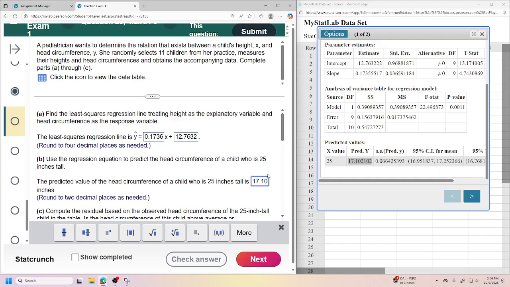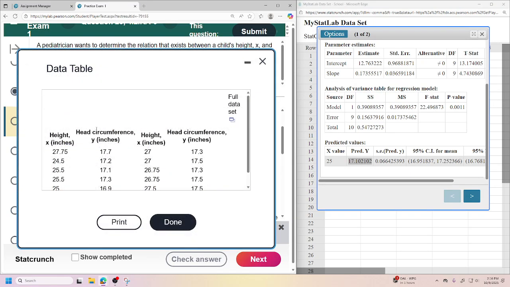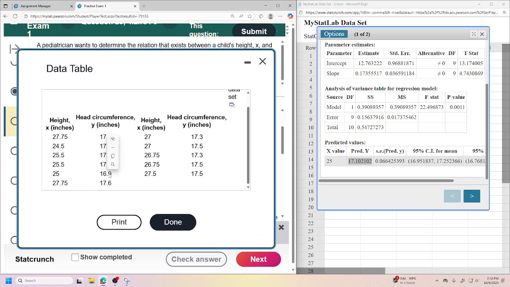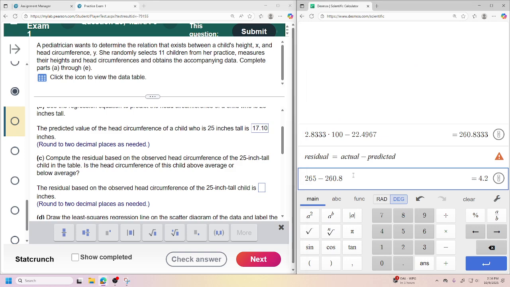Yes. Very good. And it says, what's the residual on the actual version? So if I go to the 25 right here, I got the 16.9, and they're saying it should have been 17. And that's why I'm going to subtract those. Yep, 16.9, and I'm going to subtract that other one. So let me pull out my Desmos. So my actual was the 16.9, and my predicted was the 17.1. And that's your formula, right? Actual minus predicted.